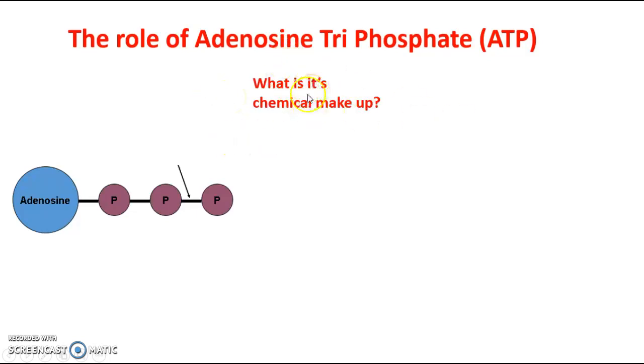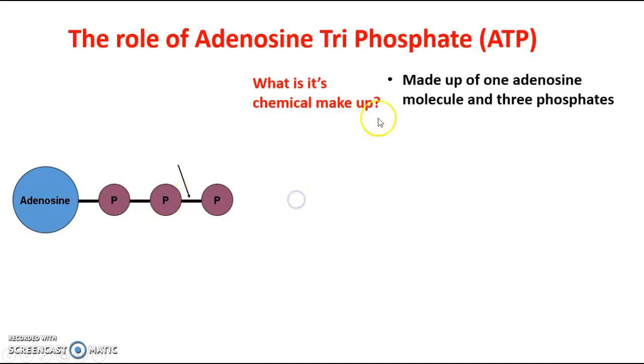So first up, let's have a look at what the chemical makeup is. If you look here, you've got one adenosine and three phosphate molecules. So your job is just to make sure you know that that is the physiological or chemical makeup of this kind of important process within PE and energy.